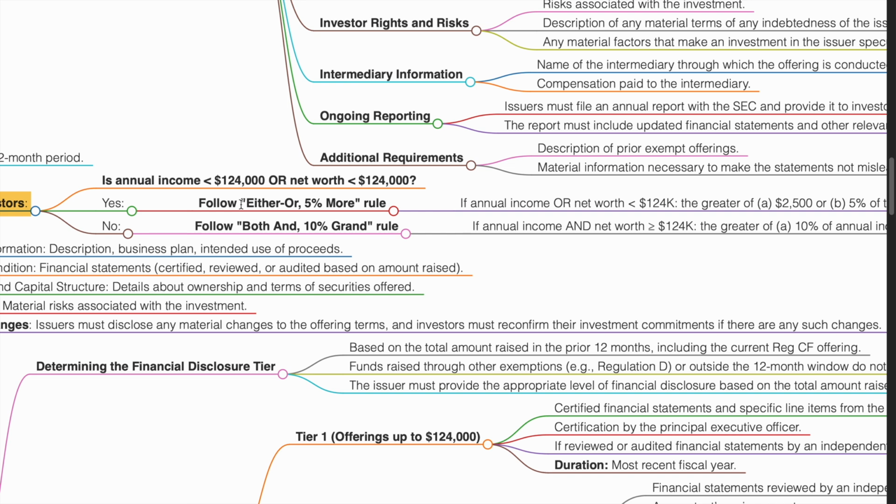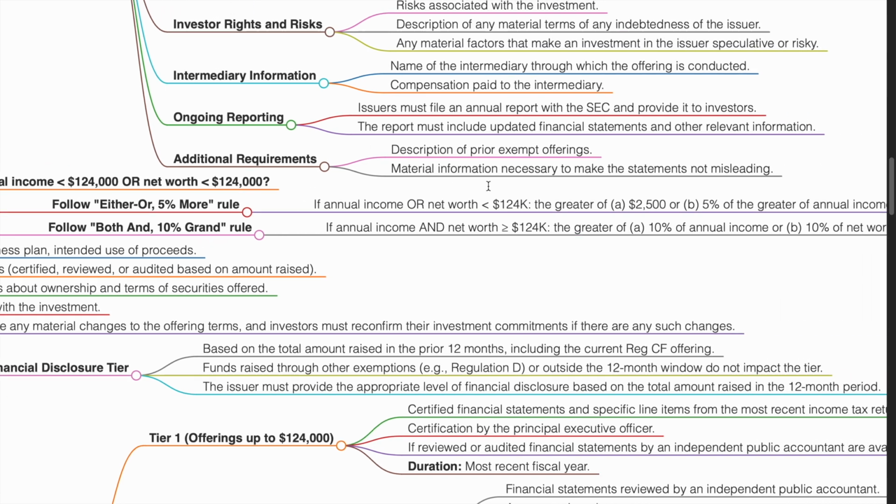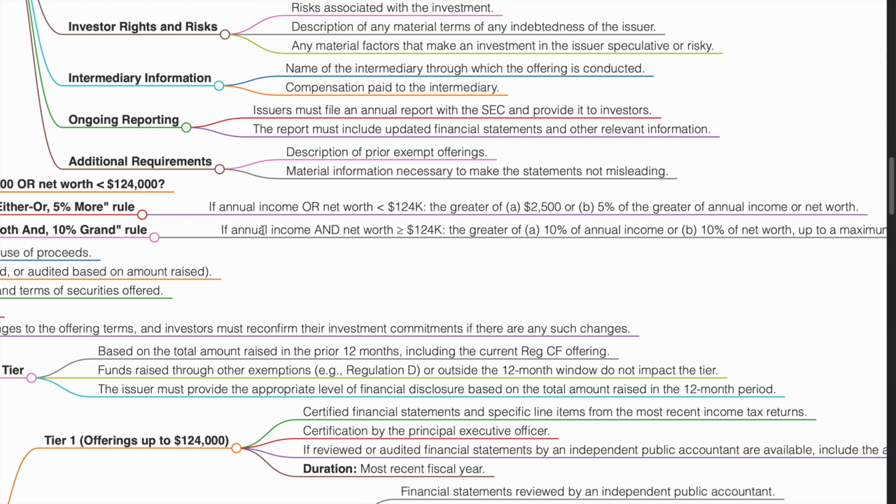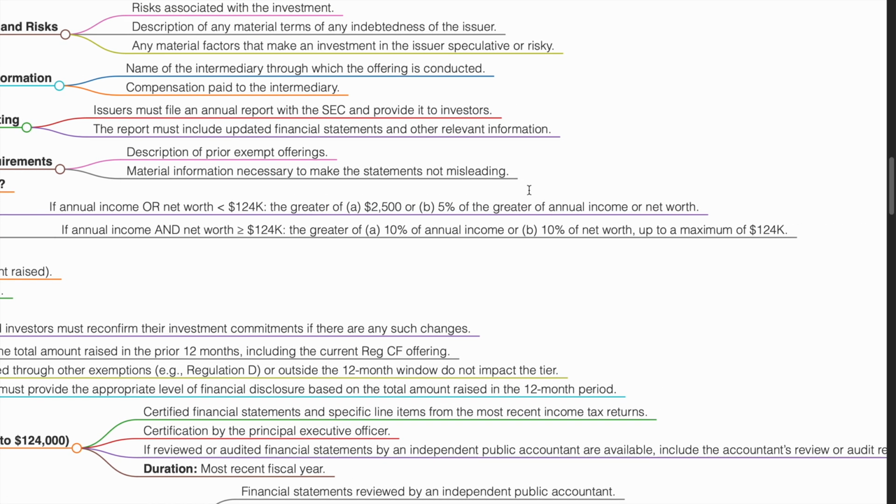You follow the either or 5% more rule, which says that if the annual income or the net worth is less than $124,000, then you're going to take whichever of the following two figures is greater. It's either $2,500 or 5% of whichever is bigger as between annual income or net worth.